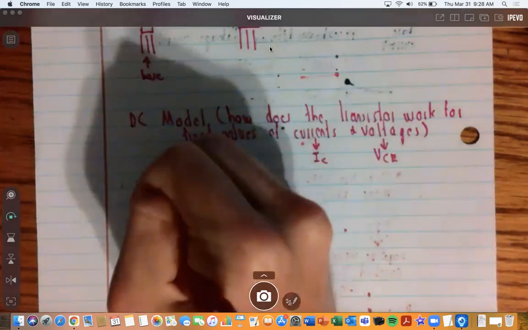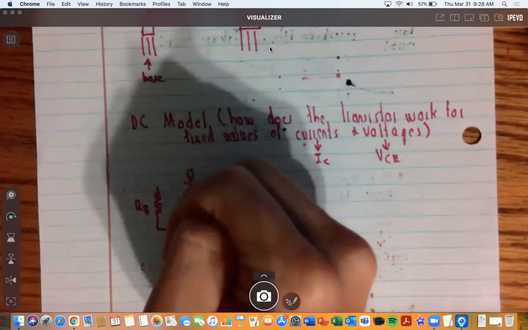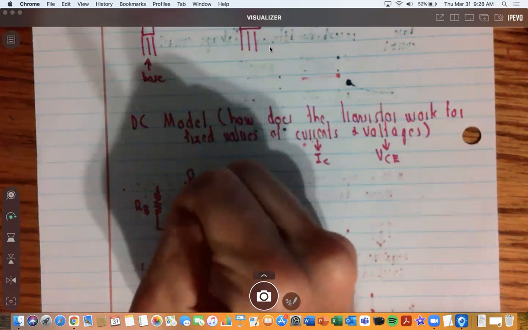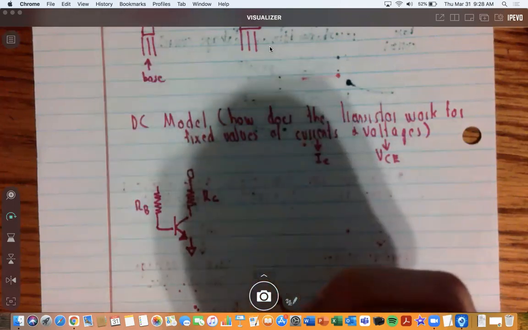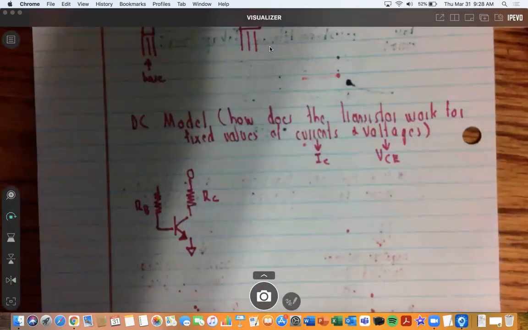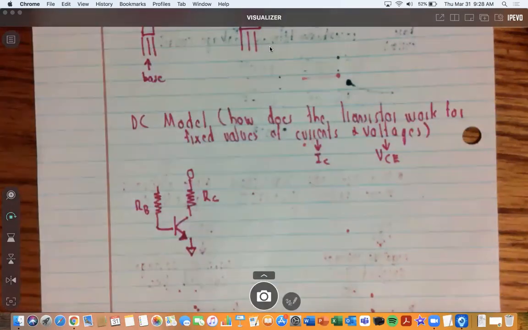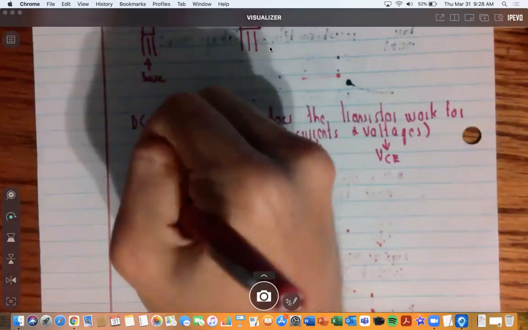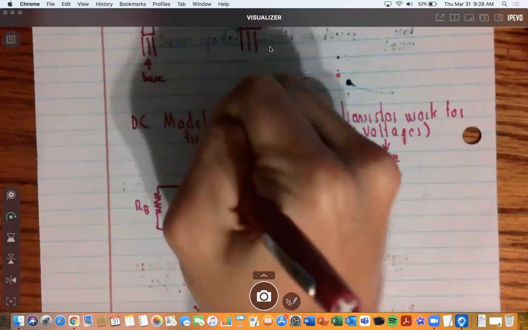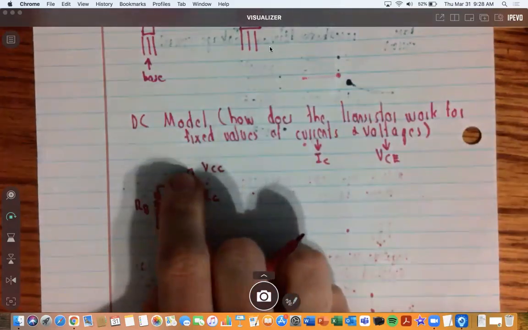And then we have this side, the emitter, which is connected to ground. And so let's just try figuring out how do we label this transistor and why it is built the way it is. So here's the power supply to the transistor.